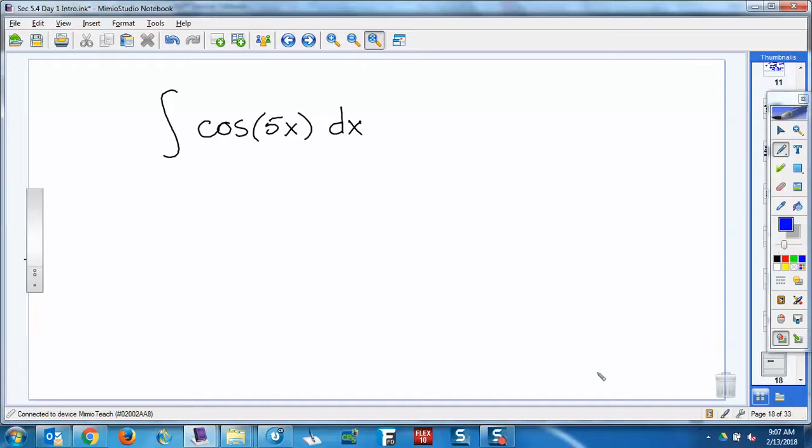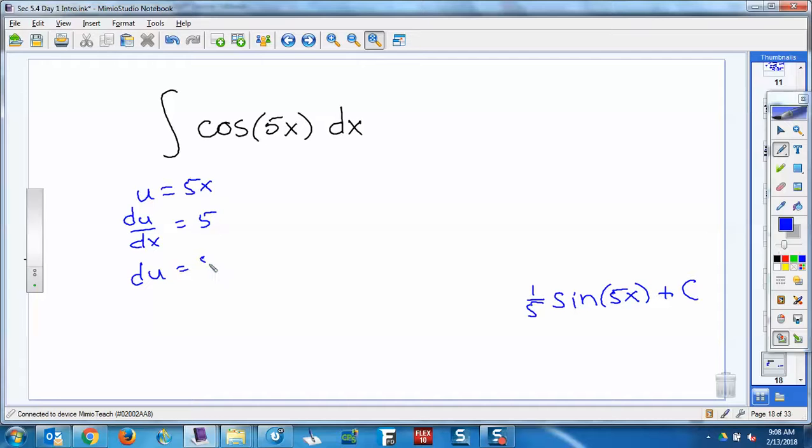Now, we've already kind of done this. We would not need to do u substitution on this problem, right? We know the answer to this is going to be sine 5x with a what out front? A 1/5. We know that. But you know what? I could apply this idea of u substitution. Let u equal 5x. What's the derivative? 5. Multiply that dx over there like I did a minute ago.